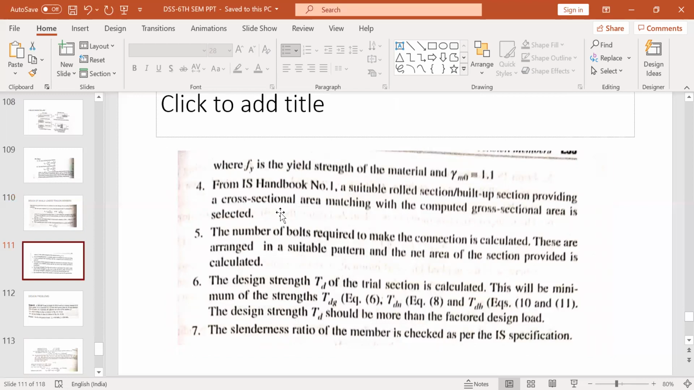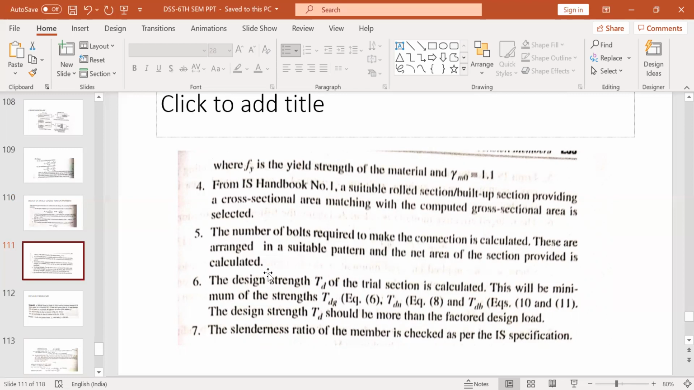or handbook. Now, you choose the number of bolts that is required to connect. Suppose you are providing bolts in 2 lines, then the number of bolts will be 2, or if only 1 bolt is required, the number of bolts will be 1, alpha will be 0.7, like that. You make that decision. Now these will be arranged in a suitable pattern. The net area, as per the connection, you know how to calculate the net area for both angle sections and plate sections. You know how effective net area and net area is calculated.